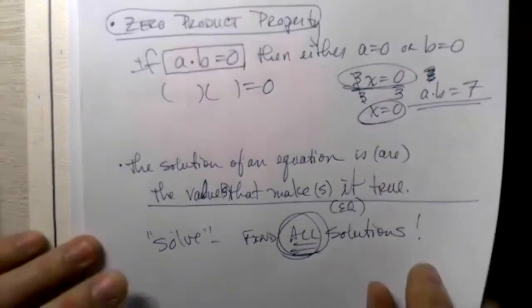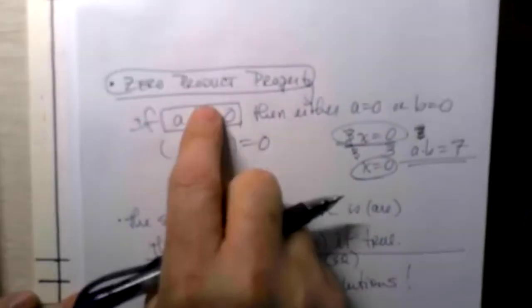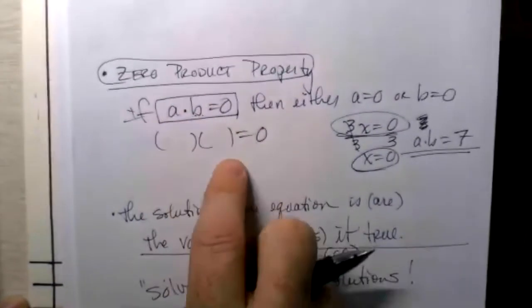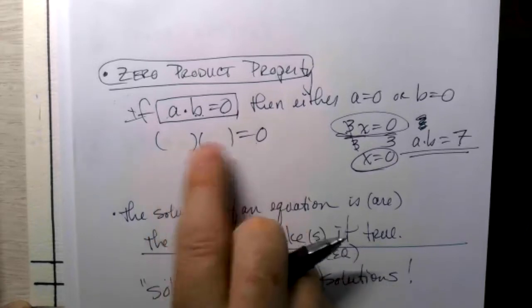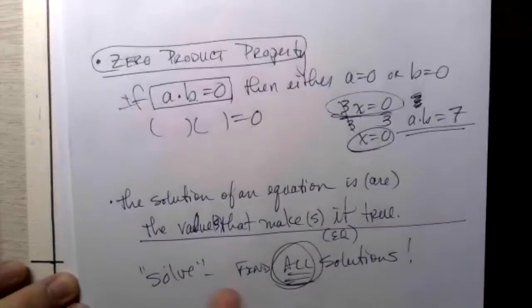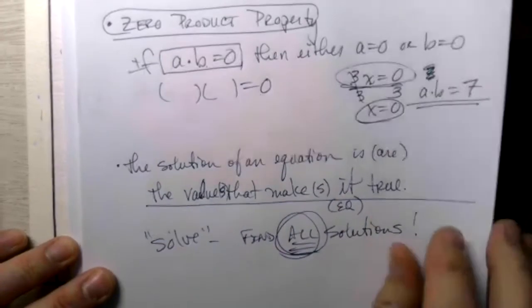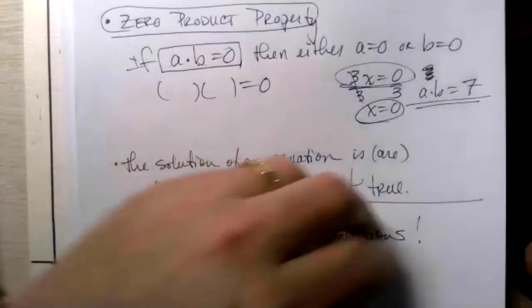Okay? All right, so we're going to use factoring to solve quadratics. It's going to be based on the zero product property that says if you have things multiplied to equal 0, one of those things has to be 0. Look at that multiplication. That's why we factor. And our goal is to find the values that make it true. Find all of the values that make it true. All right, so that sets the stage for what's going on.